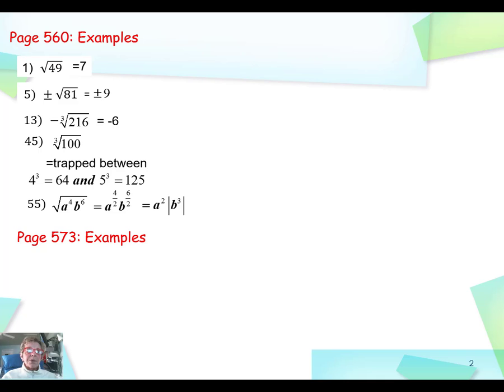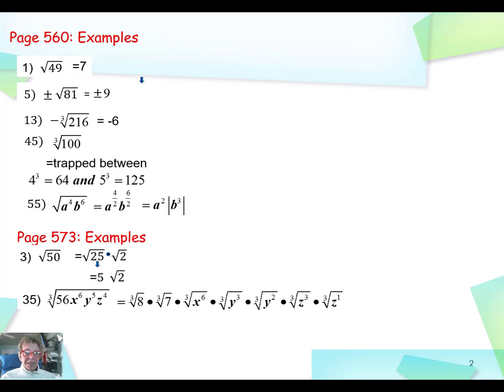Page 573, some examples from there are the square root of 50 equals the square root of 25 times the square root of 2. I'm looking for perfect square factors. And then I can simplify the first half to 5 and leave the second half in radical form. Number 35, this is a little bit more difficult, a little more steps. So I broke it down into tiny baby steps for you, so hopefully that will help you.